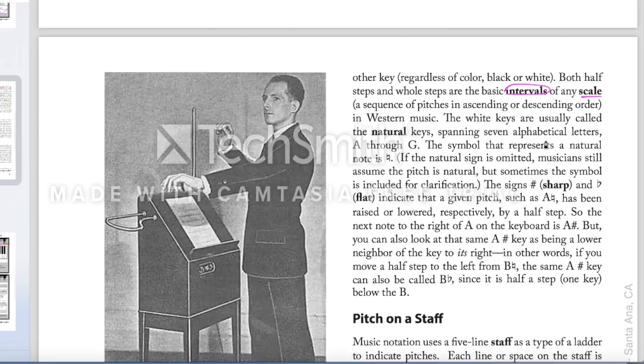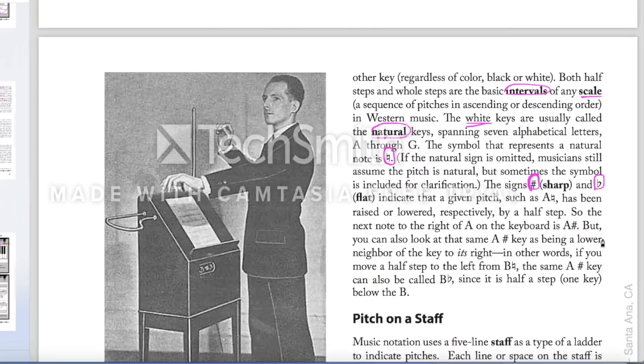The white keys are usually called the natural keys. Those are the white ones, spanning 7 alphabetical letters, A, B, C, D, E, F, G. The symbol that represents a natural note is this. That's normal, right? It's the white ones. If the natural sign is omitted, musicians still assume the pitch is natural, but sometimes the symbol is included for clarification. The signs of this hashtag, sharp, and this little b, which means flat, indicate that a given pitch, such as A sharp, has been raised or lowered respectively by a half step.